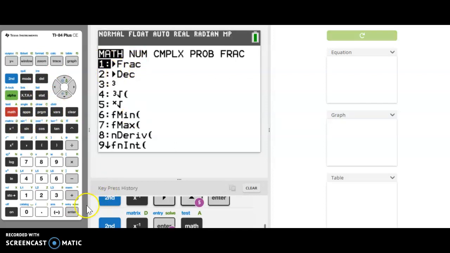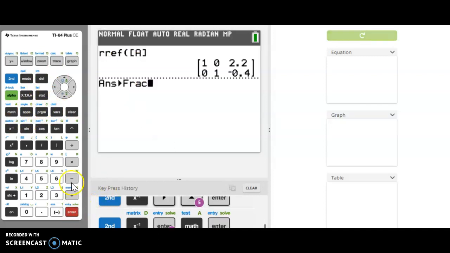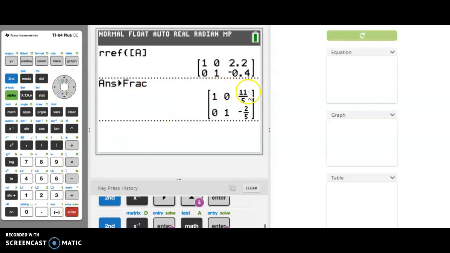I can math frac a matrix. So I can pull up math, or I can frac it, answer frac, and wham, it gives me 11/5 and 2/5. And if you prefer to use decimals, which I sometimes do, or if you prefer to use fractions, which in this case I sometimes do, then we can use this instead of the decimal version. So let's copy this onto our paper over there.